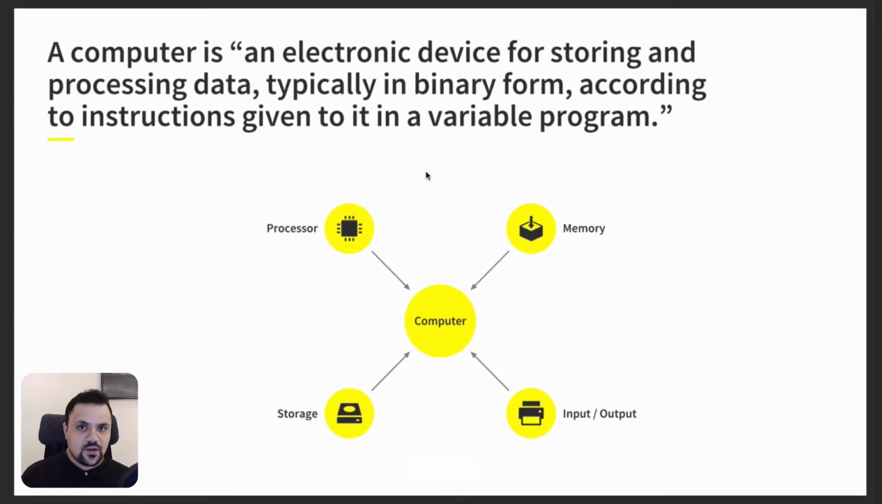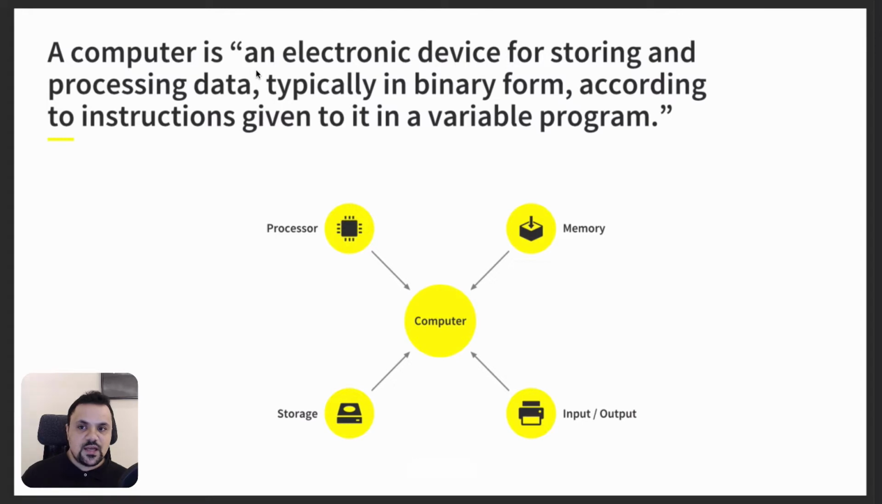I'm going to read this first and then come back and emphasize each of these parts. So it is an electronic device for storing and processing data, typically in binary form, according to instructions given to it in a variable program. Cool. Now let's come back and analyze each one of these parts of this definition.